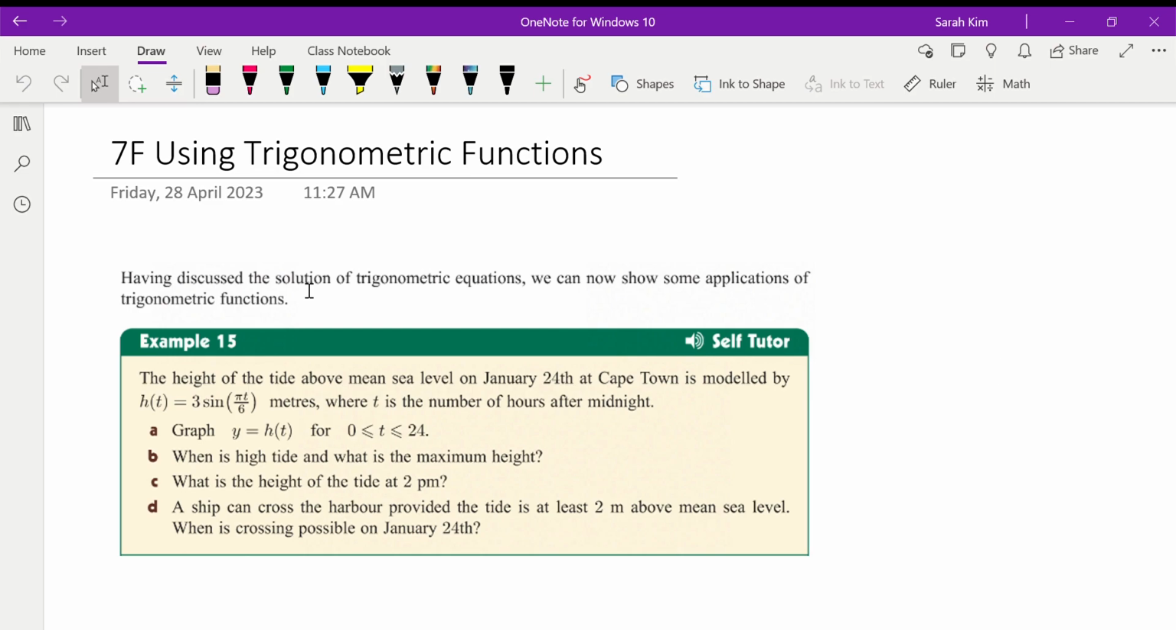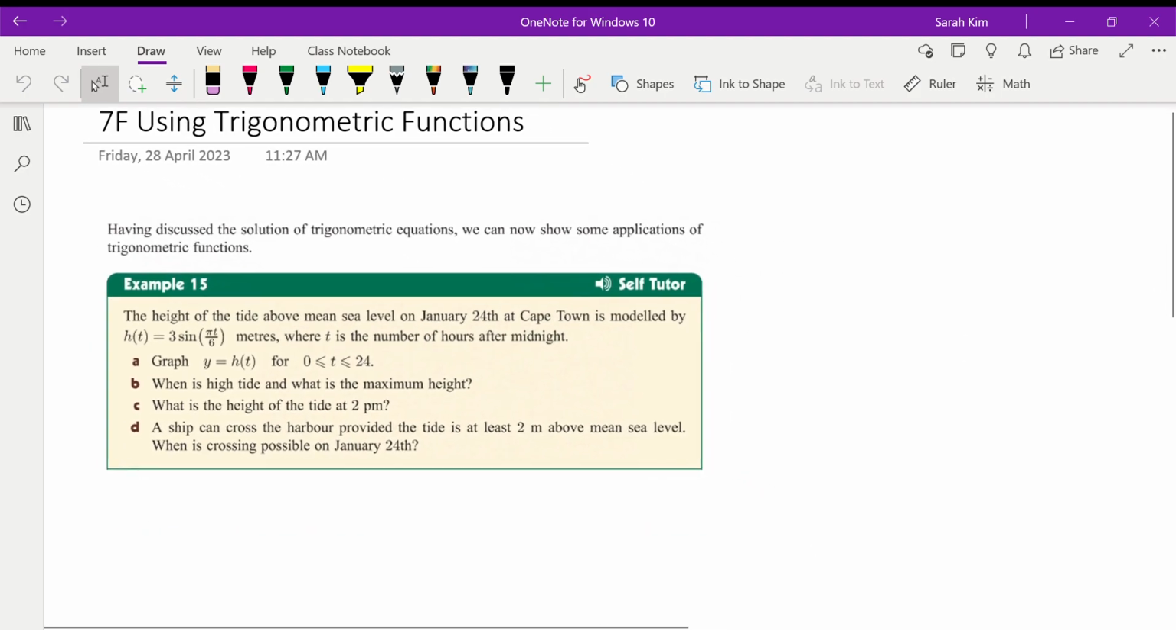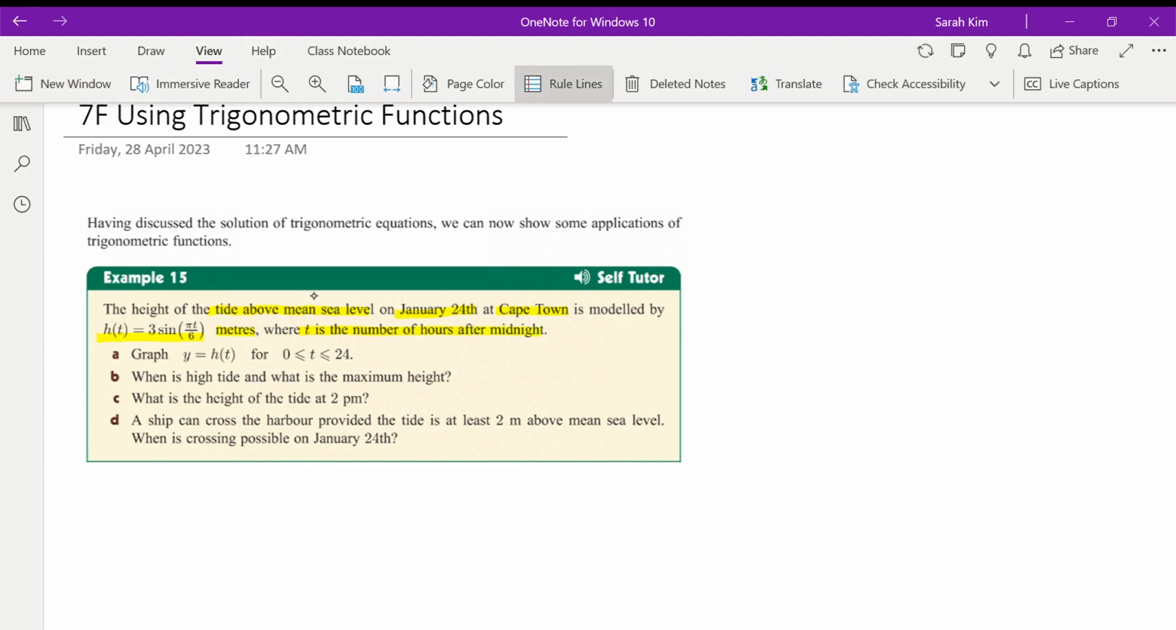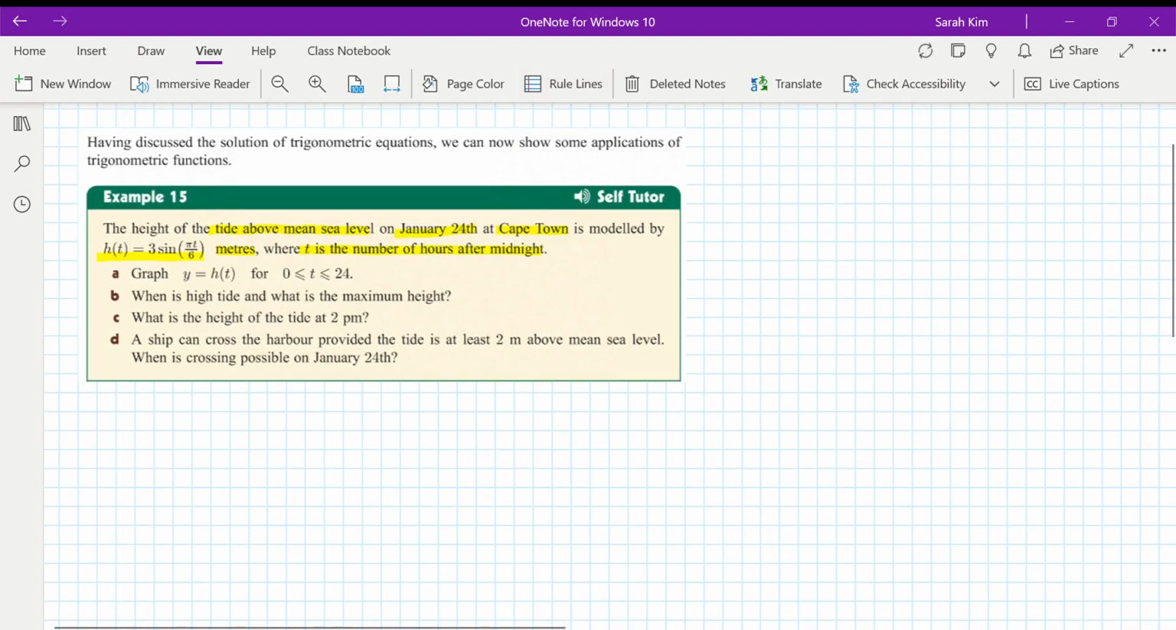Alright, so now we've got the equations, we can use all the knowledge we have to find answers to worded questions. In this case, the height of the tide above the mean sea level on January 24th at Cape Town is modelled by this sine function in meters, where t is the number of hours after midnight. So what we're going to do first is graph what this looks like: y equals h(t) for 0 to 24 hours.